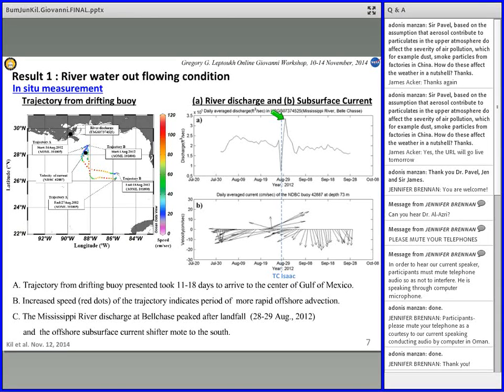And the subsurface current of the Mississippi River Delta, right here at this point, presented southwest and southward flow after the peak of the Mississippi River discharge. Although it's subsurface, these currents indicate appropriate conditions for the advection of the river plume toward the offshore.